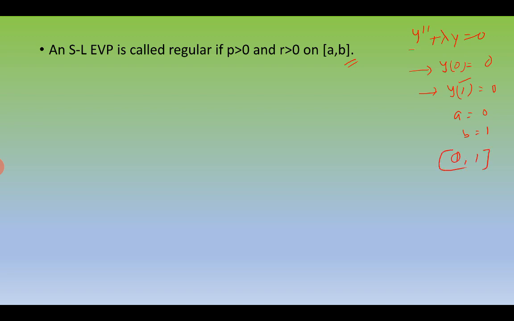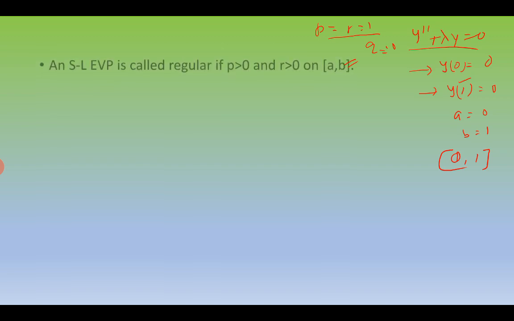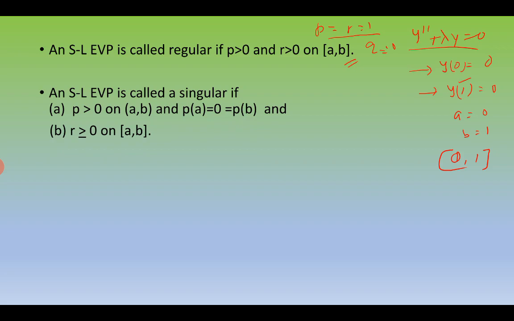Now think of this one. Here the p value and r value are equal to 1, q is 0. We have assumed this from the original function. Now check everything here. Is this regular or not? Yes, in the boundary condition r is greater than 0, p is greater than 0, so obviously this is regular. Otherwise, this SLEVP, Sturm Liouville eigenvalue problem or boundary value problem, is called singular.